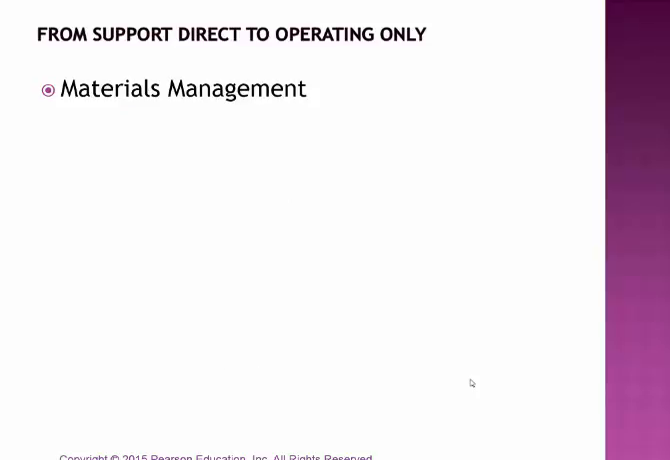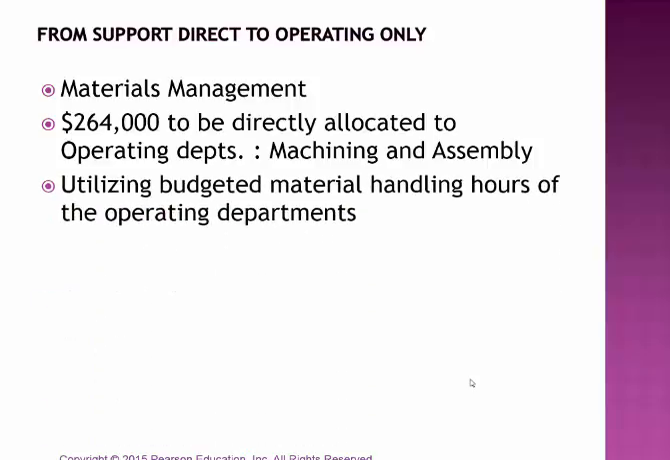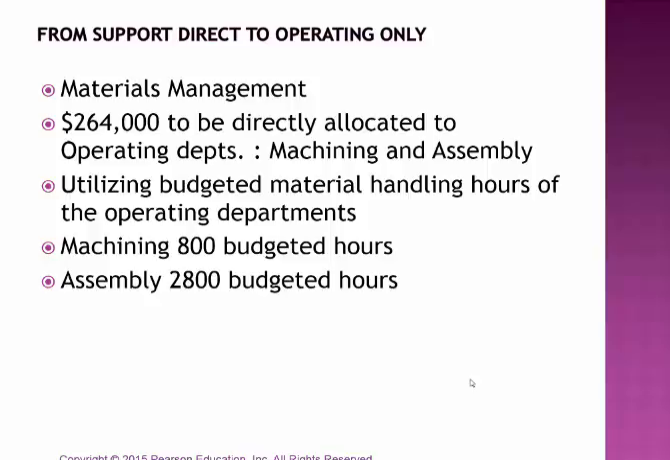What about materials management? Materials management has 264,000 that needs to be allocated on to the operating departments. Again, we're using the direct method. It's going straight there. We are not going to take some of that 264,000 and give a piece of the pie to the engineering and production control. We're not going to do that. We are going to utilize budgeted material handling hours of those two operating departments only. Machining has 800 hours budgeted to them. Assembly has 2,800 budgeted hours to them.